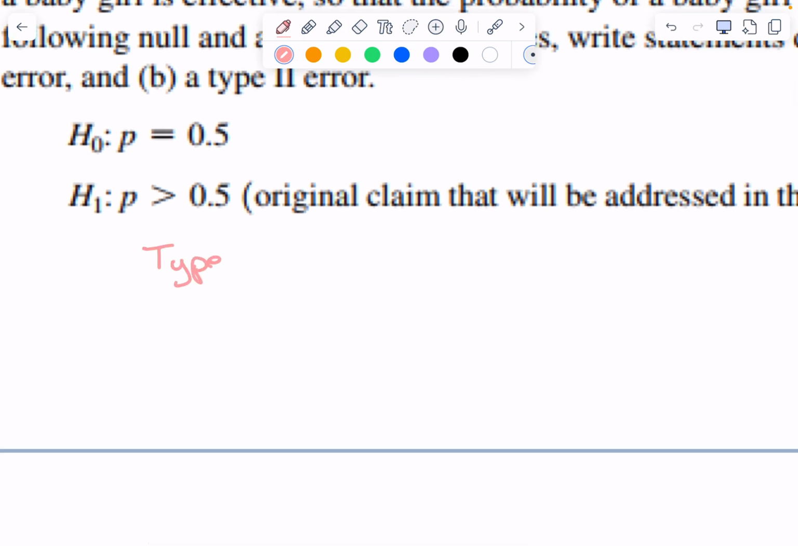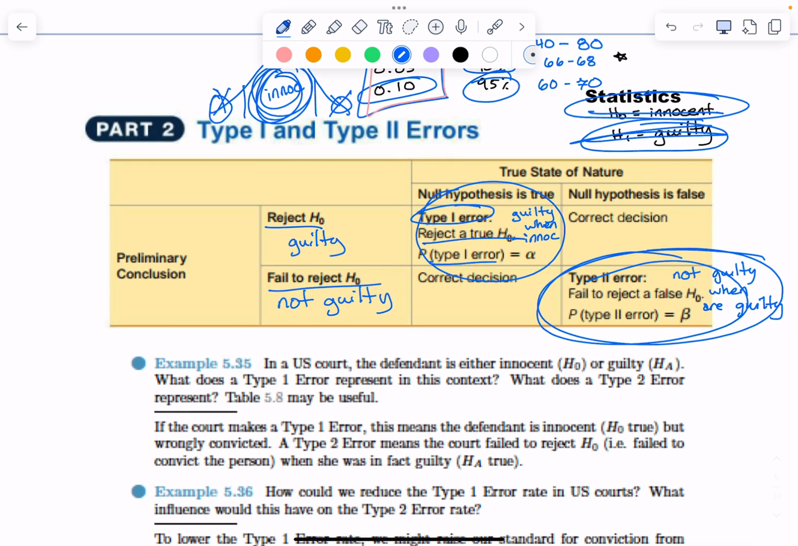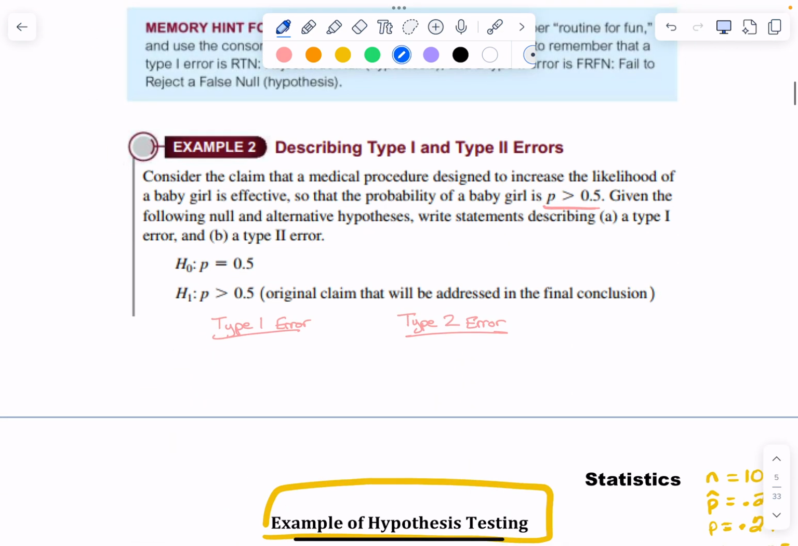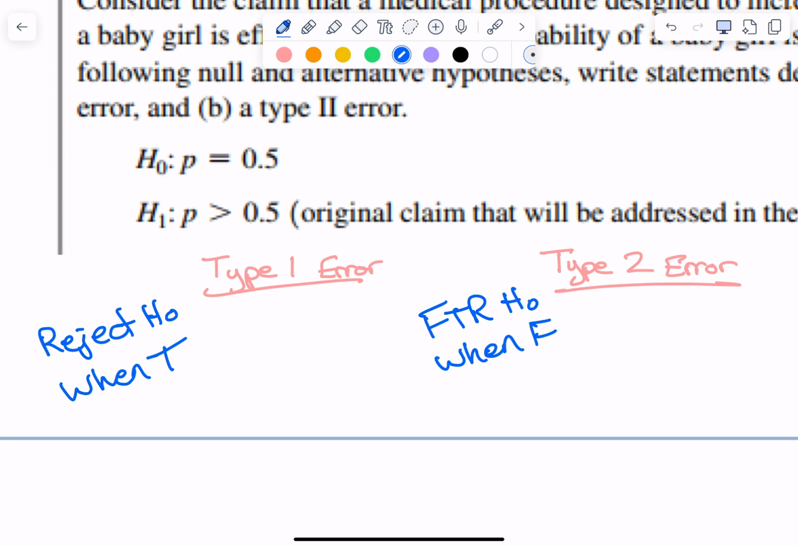A type 1 and a type 2. Write these down. Okay, type 1 is rejecting the null hypothesis when it's actually true. The type 2 error is failing to reject H naught when it is false. Okay, so here's what this looks like. For this information, if we reject H naught and circle this one, we are claiming what?